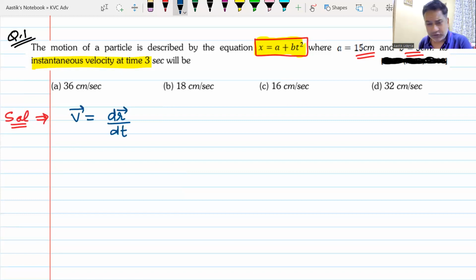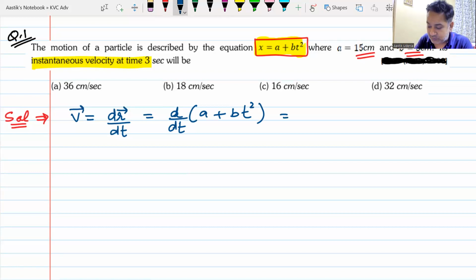Here we are not using vectors because it is moving in a straight line, so I can call it positive or negative, yes or no? Yes, sir. So I will differentiate it: d by dt of a plus bt square. I hope you know how to differentiate, yes or no? Yes, sir. So the derivative of a will be 0, the derivative of bt square will be 2bt, yes or no? Yes, sir. 2 into b into t.